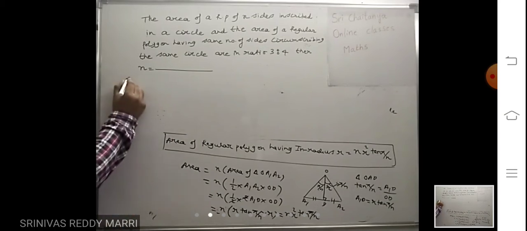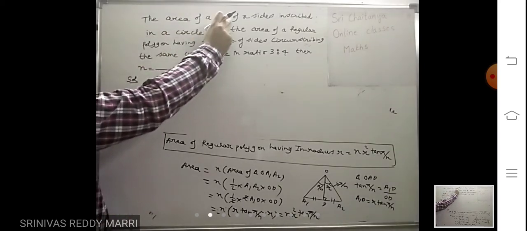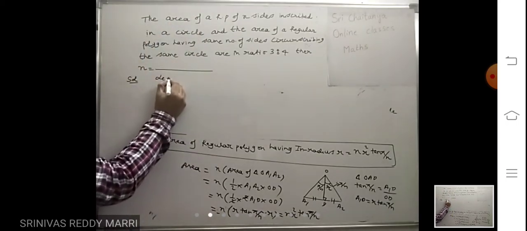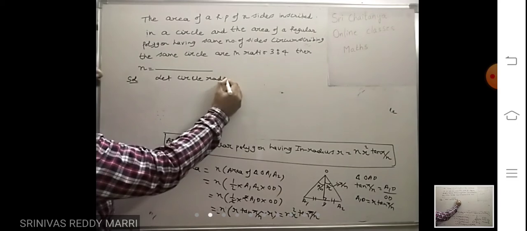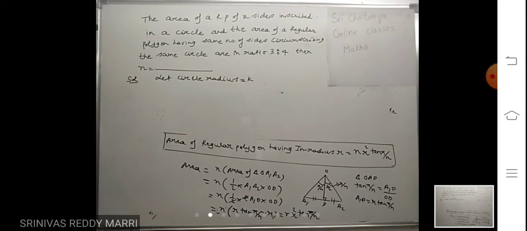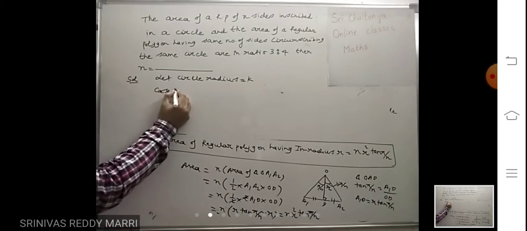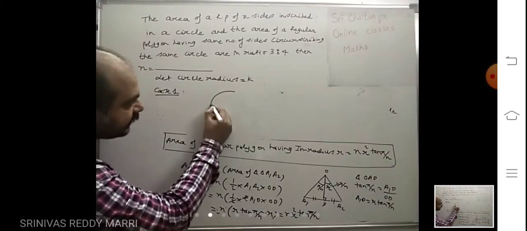There is a circle, right? In the first case, a regular polygon is inscribed in a circle. Let the circle radius be k. Let us say k is the radius of the circle. Case 1. How will the diagram be? The polygon is inscribed in a circle.